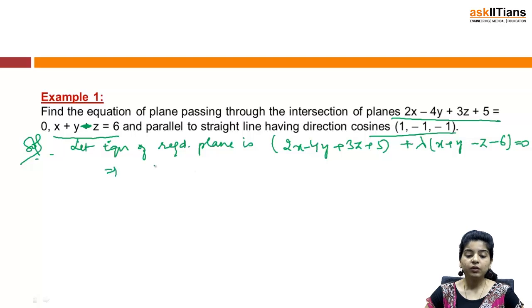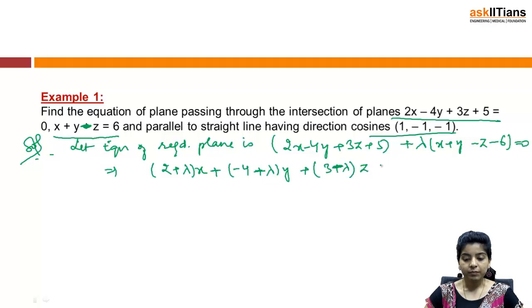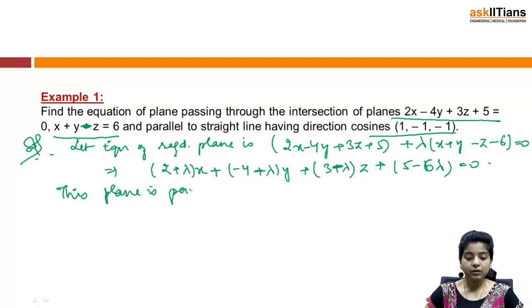So now I will first of all collect the coefficients of x, y, z. So I have (2 plus lambda)x plus (minus 4 plus lambda)y plus (3 minus lambda)z plus 5 minus 6 lambda is equal to 0. It is given that this plane is parallel to the straight line.